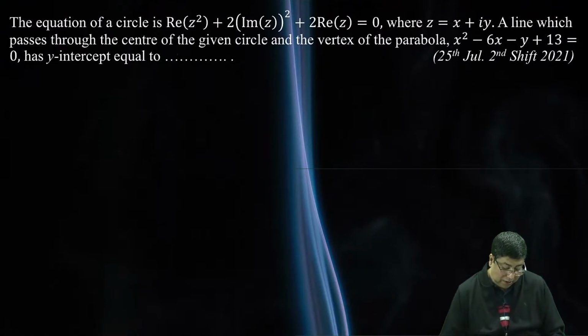The equation of the circle is real z square, z equal to x plus iy. So z square is (x plus iy) whole square, that is x square minus y square plus 2ixy. So real z square is x square minus y square. In this way we have to think: imaginary z square plus 2 real z equal to 0, where z equal to x plus iy, a line passing through the center of the given circle.